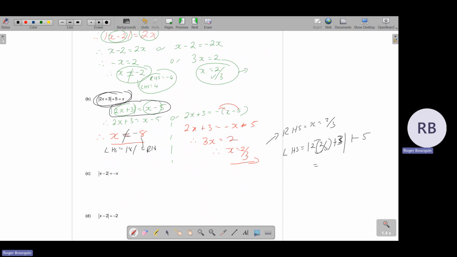It's not going to work, is it? Okay. The left-hand side is 2 times 2/3 plus 3. Am I right? Which is 4/3 plus 3. 4/3 plus 3 is 4/3 plus 9/3, which is 13/3 plus 5, which is equal to 28/3. They're not equal. Okay. 2/3 doesn't work.